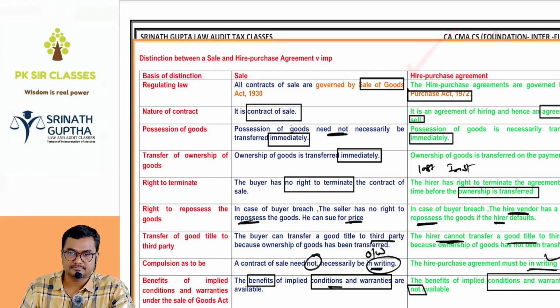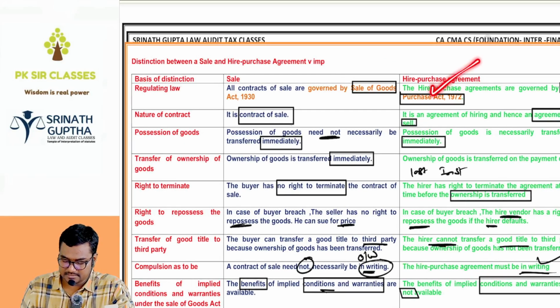Hire means rent. If you go to the main road, autos for hire will be there. You can use this auto for 1 kilometer, pay 20. For 2 kilometers, you pay 40. We will give this auto on a rental basis. Sale is governed by the Sale of Goods Act. Hire purchase is governed by the Hire Purchase Act.